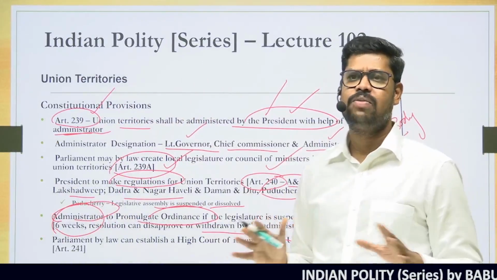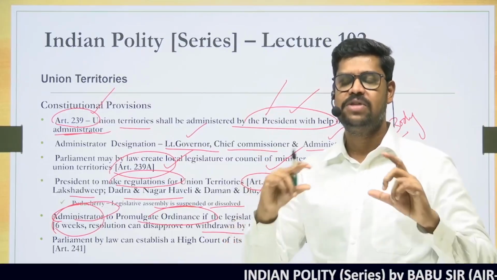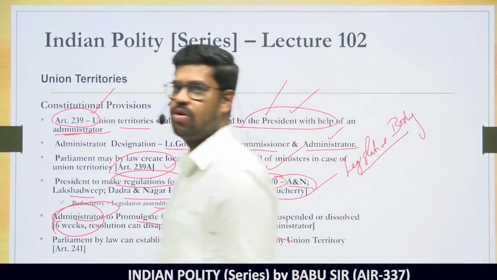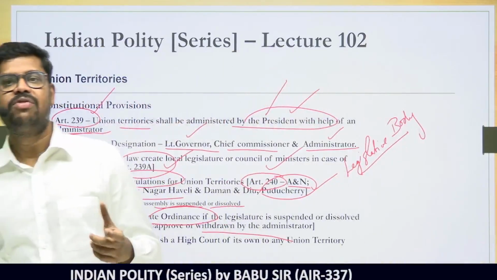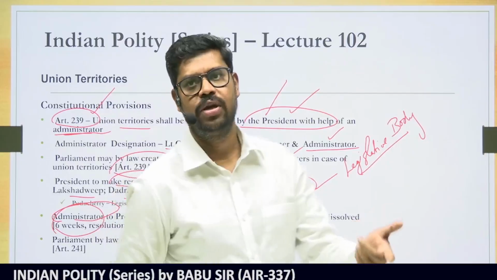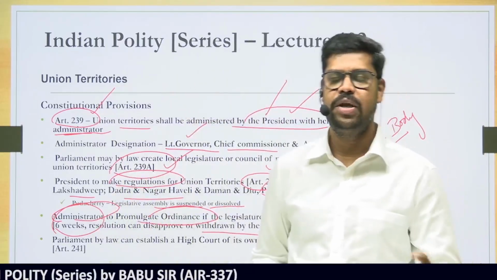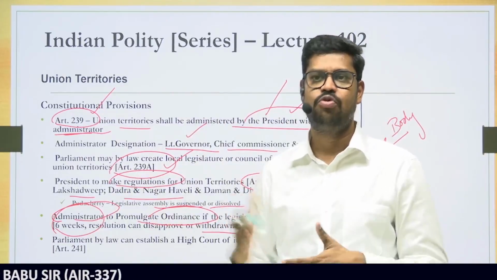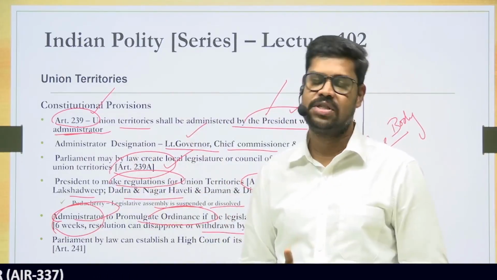Very, very important provisions. And apart from that, the administrator can also promulgate an ordinance if the legislative body is not there in that particular territory. And if the legislative body is suspended also, where there is a legislative body, the administrator can promulgate an ordinance which has to be approved by the legislature within a period of 6 weeks once they come into session.